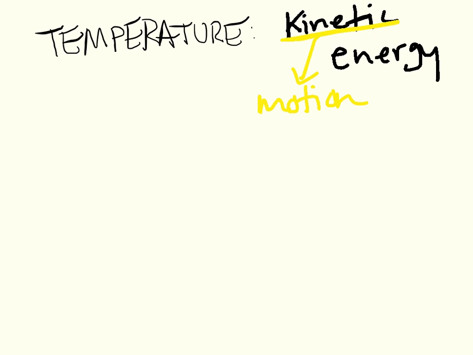So if there is more motion, if the molecules in the substance are moving more, that means they have more kinetic energy and their temperature is higher, or they're hotter. If something is not moving as much, they have lower kinetic energy, and therefore they have a lower temperature.